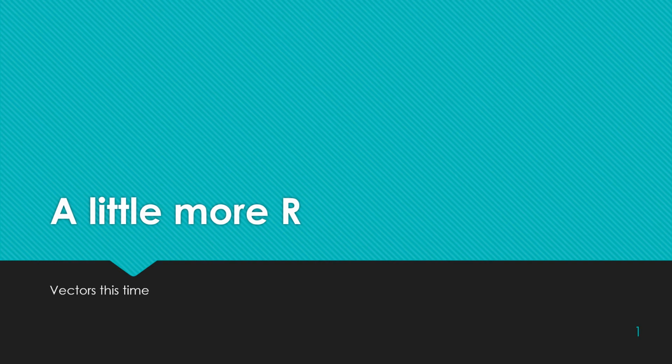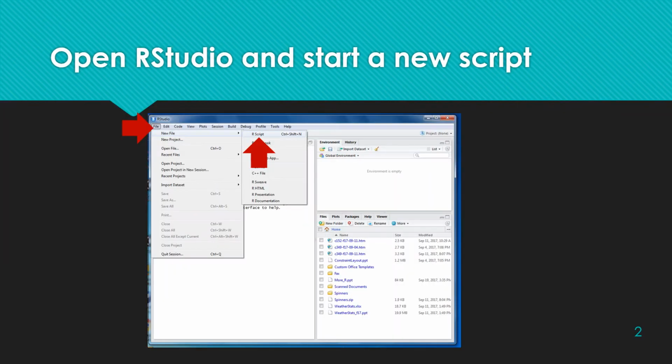In this presentation, we will continue with our introduction to the programming language R, and we will be looking at vectors this time. So open RStudio and then start a new script by going to File and choosing R Script.